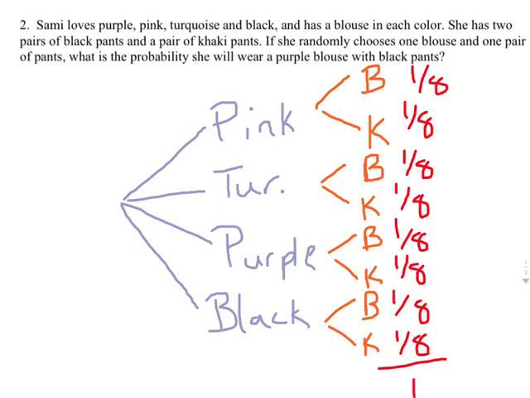So the question is asking, what is the probability that she's going to wear a purple blouse with black pants? Here we have purple, here we have black, so that probability right there is 1/8. So the correct answer here is 1/8.